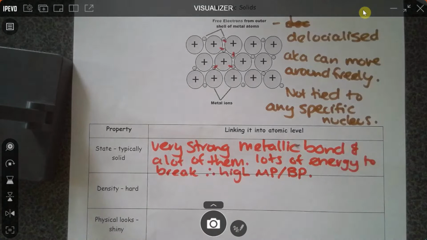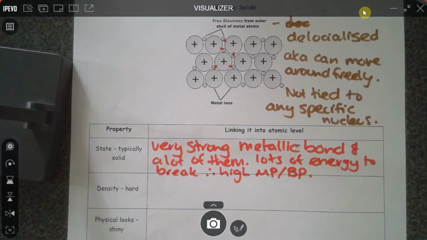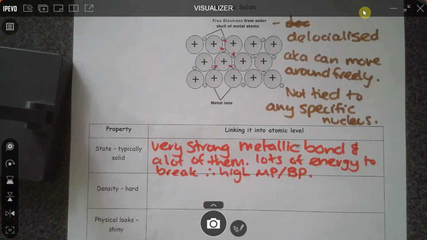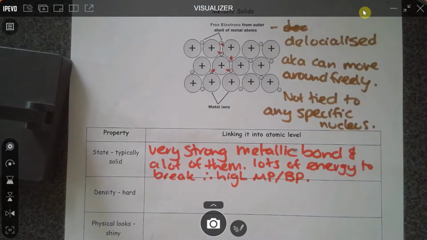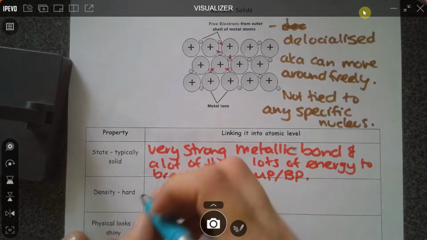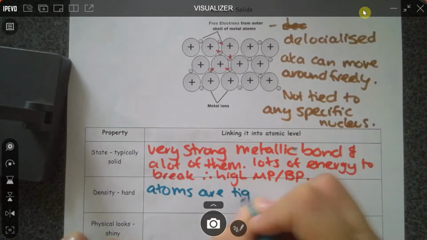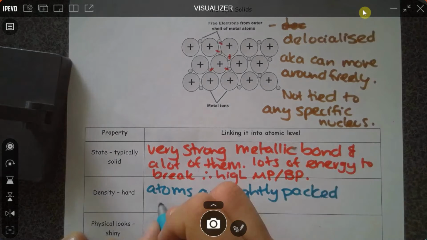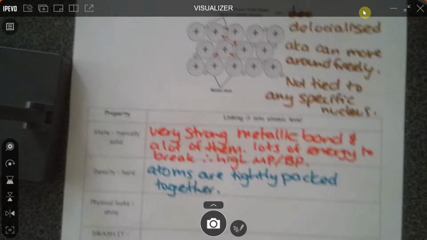All right, the next thing you might notice, we should make this observation, is that it's quite dense and tight. When you looked at the wood chip, it was quite light and airy. So the density, I don't often ask you, but just in case, the reason why this is a very dense substance is that the atoms are tightly packed together.